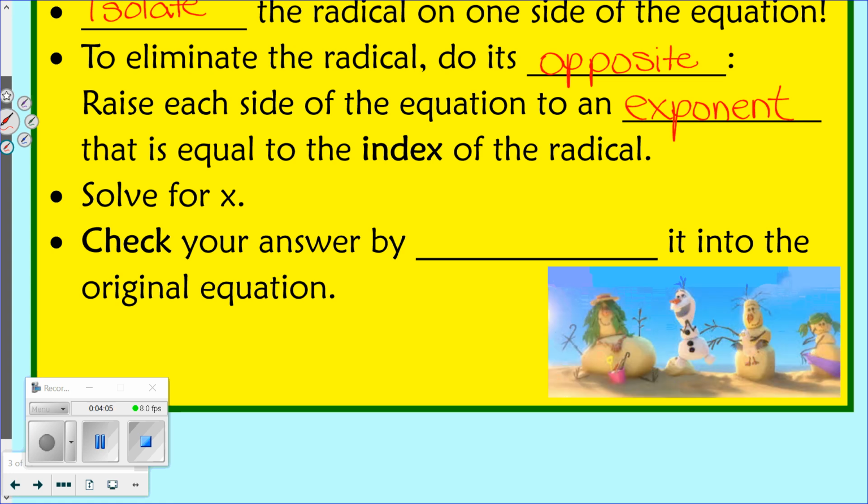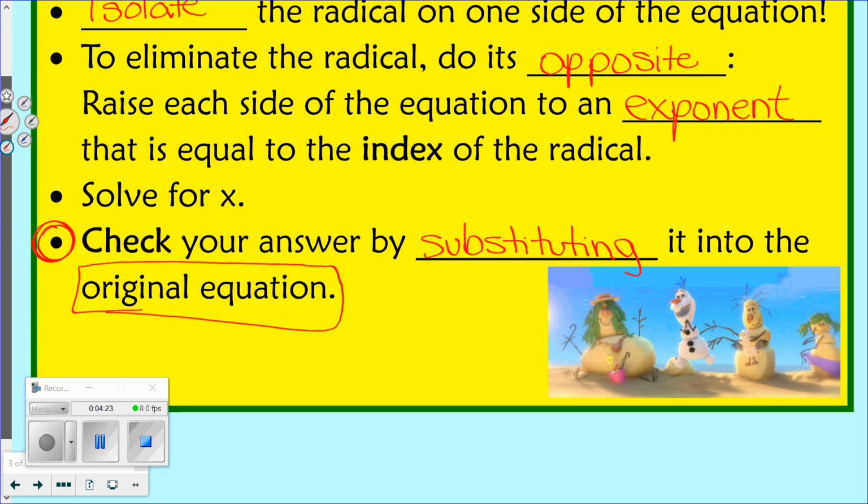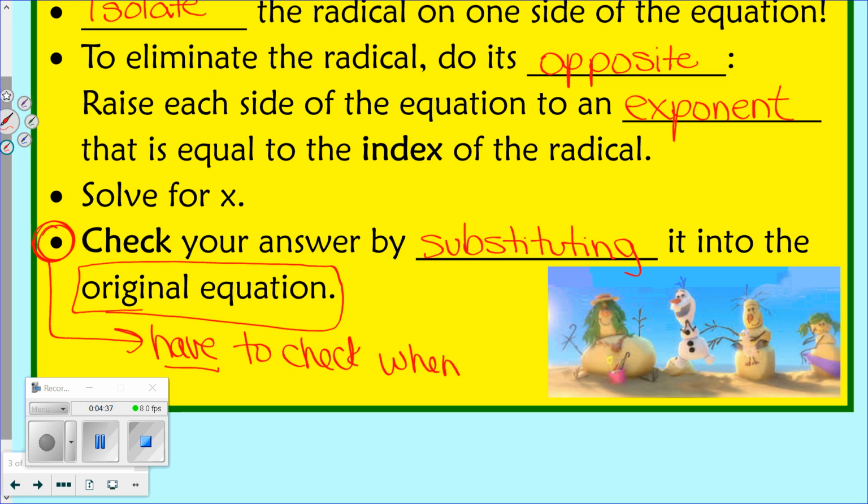Sometimes you have to factor if there's an x squared. Solve for x, and then you must check your answer by substituting it into the original equation. Make sure you go back to the original. Now, the big deal with checking is that you really only have to check when there is a variable on both sides of the equation.